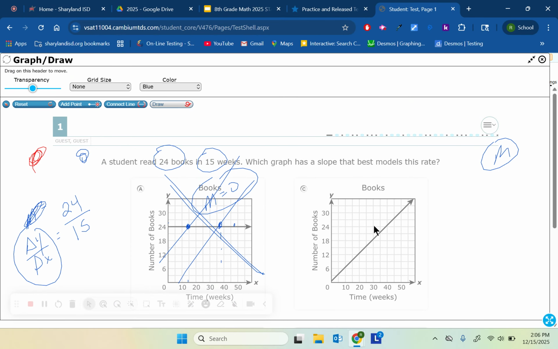Not it. Here, 24 books at 15 weeks. So here's my 15 weeks, and 24 books is way up here. This line would have crossed through that point, and it didn't. So that's not my answer either.